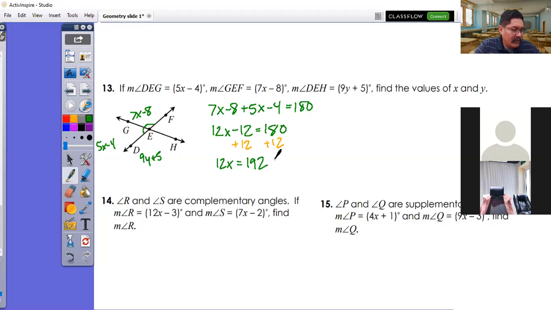192 divided by 12. It's going to be 16. So x is equal to 16. So now we got the first one. We got x. Now we have to find y.